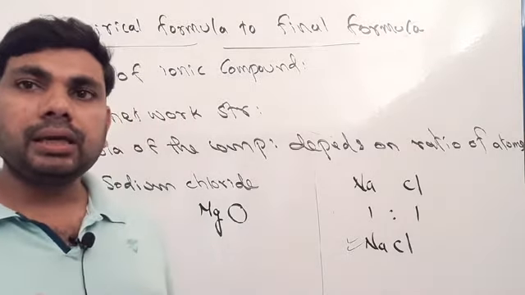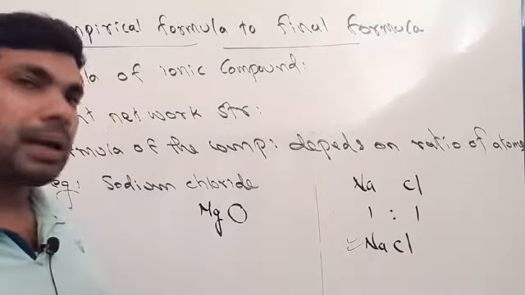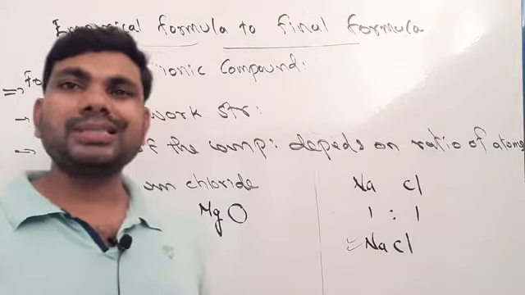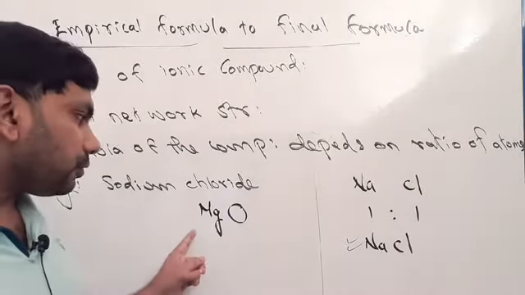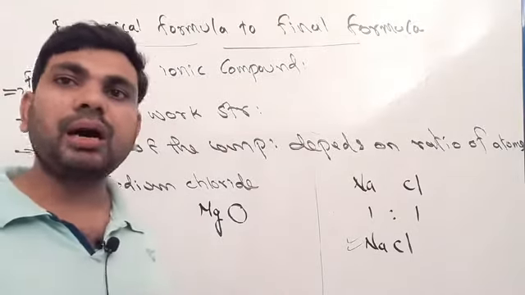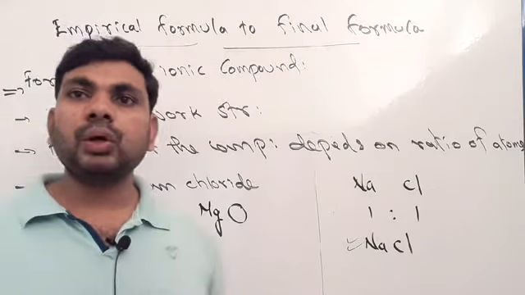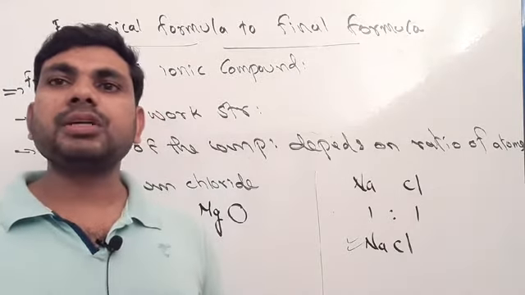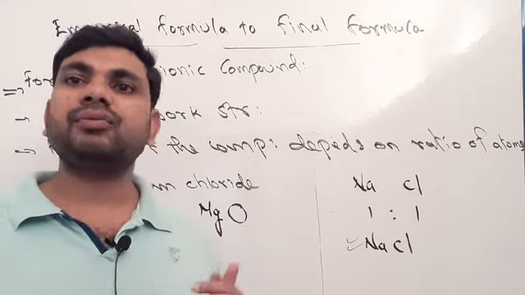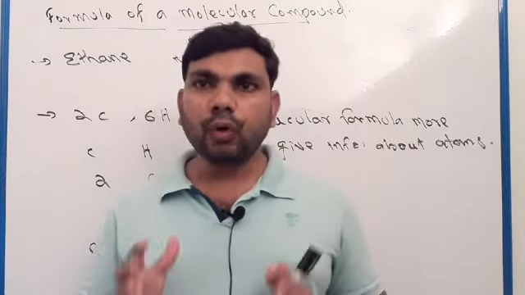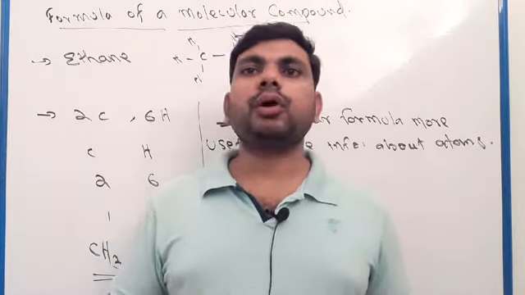Okay, and here the ratio of magnesium and oxygen in magnesium oxide is 1:1. So here the empirical formula and final formula of magnesium oxide is MgO. So mostly for ionic compounds, their empirical formula and final formula are the same. Next we have to discuss the formula of a molecular compound.